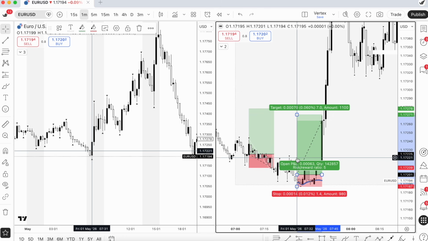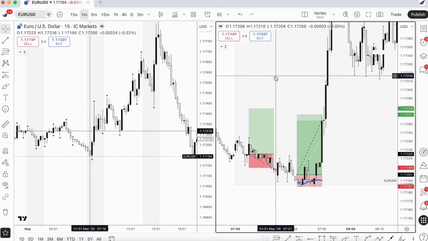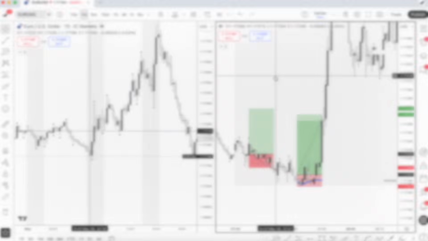And again, if you're going to manually trade, the best thing to do is to use a trade manager that will allow you just to click and enter, that will work out your stop loss, your lot size, everything for you, just for the sake of ease and speed, which you'll need. Let's move on to the next trade.